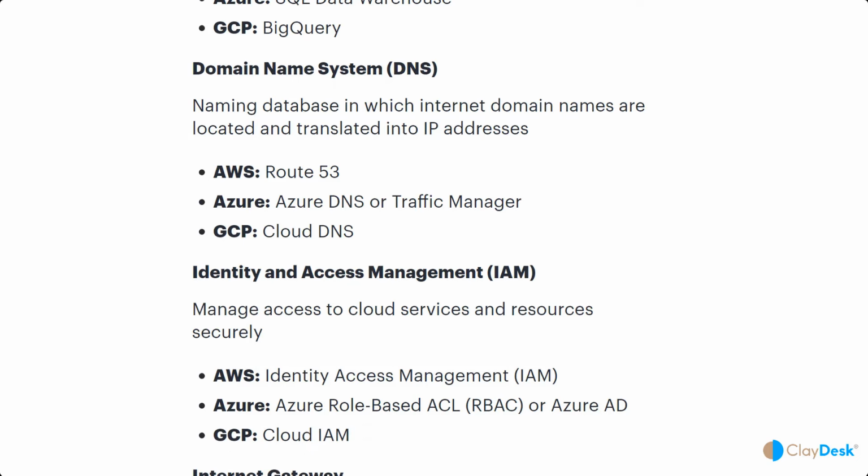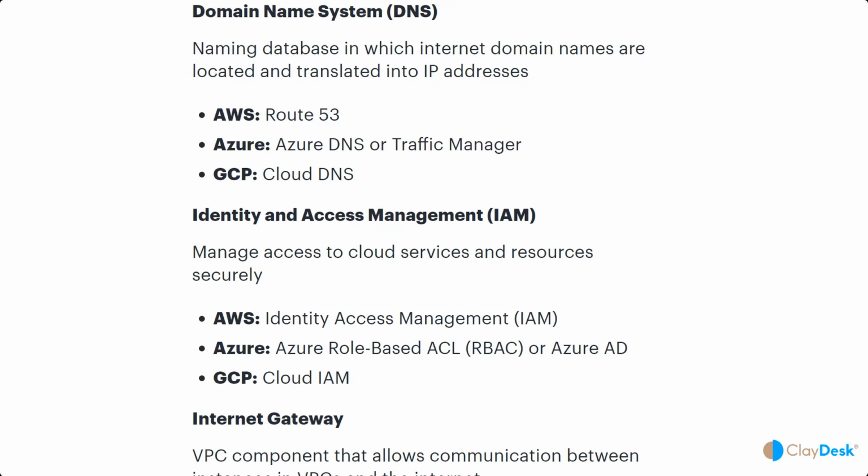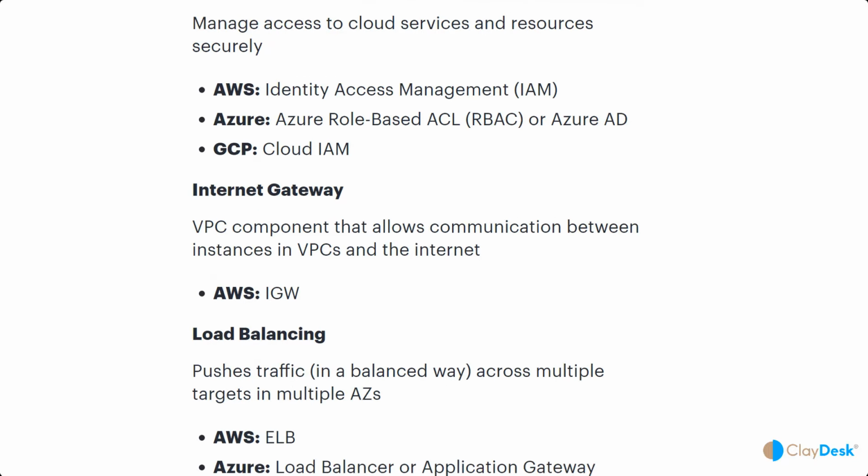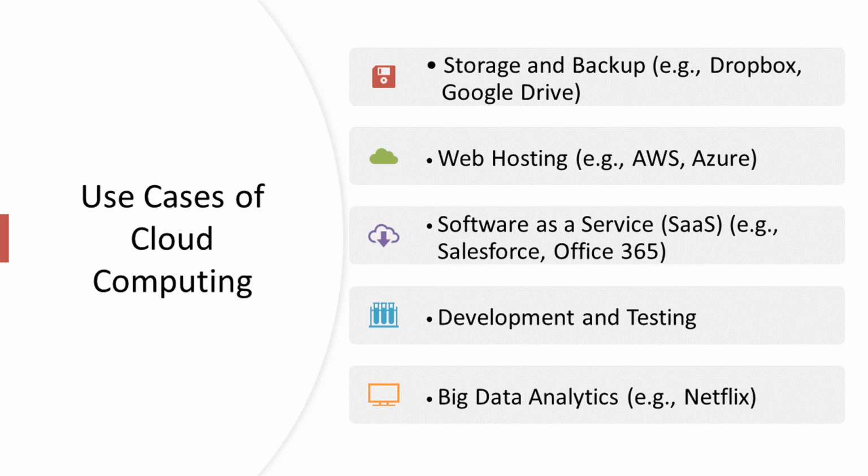Now, all these three cloud providers, whether it's AWS, Azure, or GCP, they're essentially the same. They're providing you infrastructure, they're providing you everything that you need instead of managing or owning your own hardware. Let's take a look at use cases.